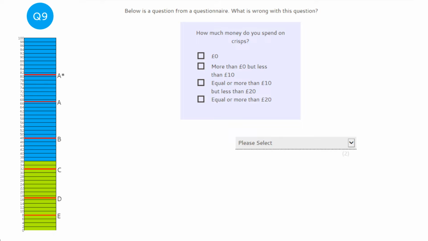Response section, let's check that there's no overlaps or gaps. So we have 0, we have more than 0 but less than £10, equal or more than £10 but less than £20, equal or more than £20. So there's no box that I can tick twice, or an amount of money that I can't tick a box for.